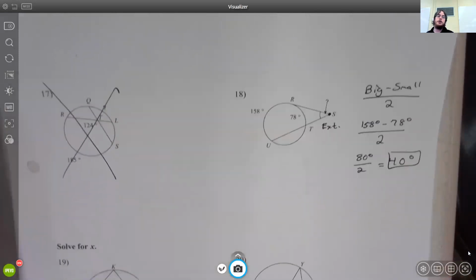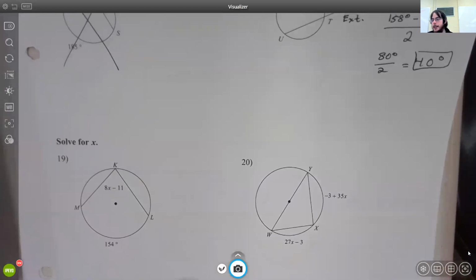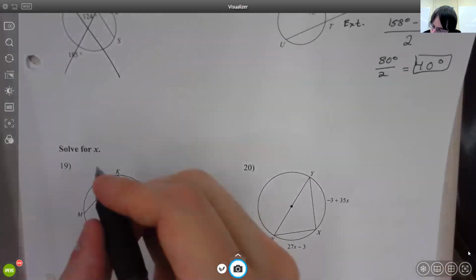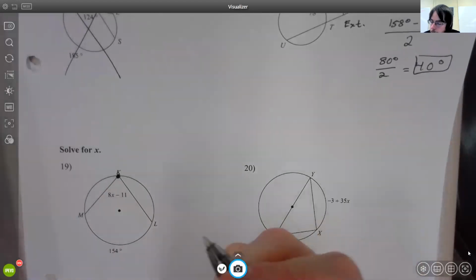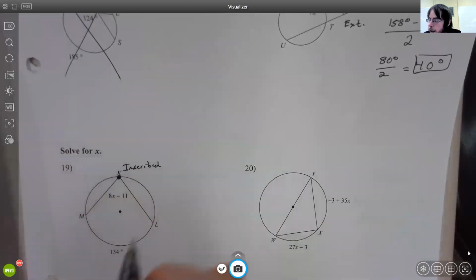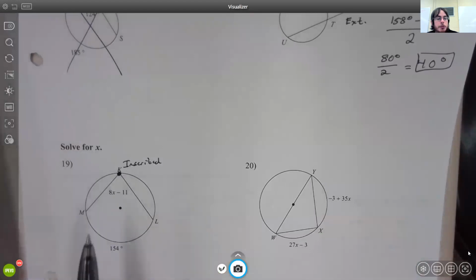All right, and there's 2 last ones here, number 19 and 20. Both want us to solve for x. Now, if you look at number 19, you see the angle K, which is associated with 8x minus 11, is an inscribed angle. So we need to figure out what that angle is before we try and solve for x.